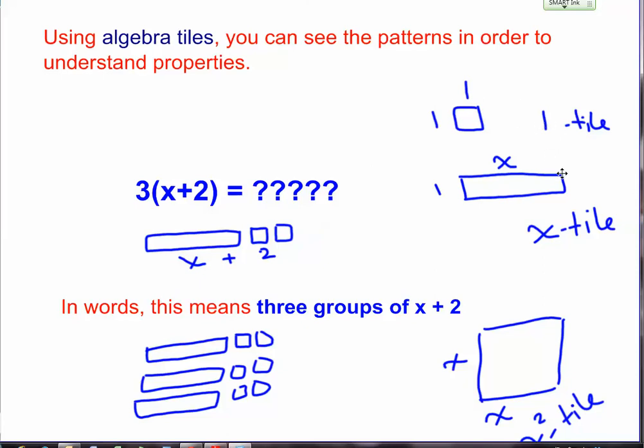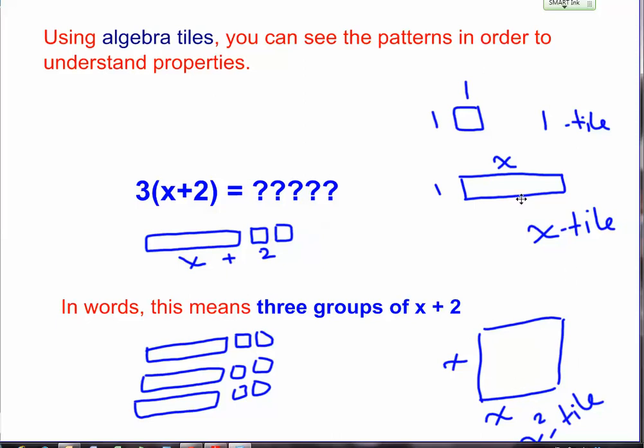And then you had rectangular tiles that are 1 by an unknown length, and 1 times x is x, so these are called x tiles. And then there are big squares that we really didn't use today. We'll use them next class, but they are x by x. They are this length and then the same width, and x times x is x squared, so we call these big squares x squared tiles.